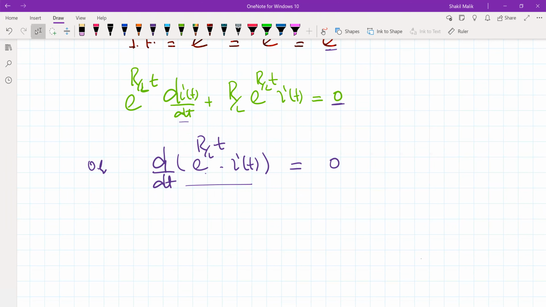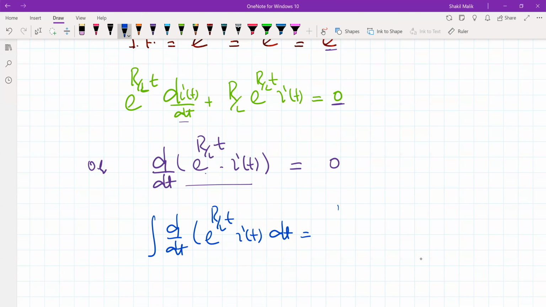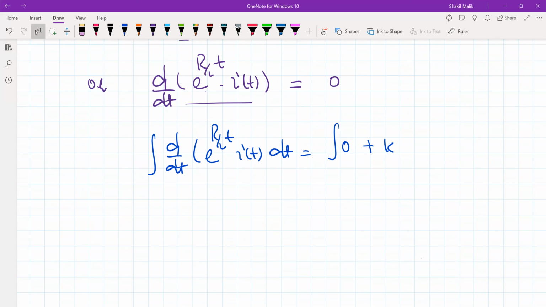So integrating both sides, what we'll get? Integrating both sides, we get the integral of d by dt of e to the power of R by L t I of t dt is equal to the integration of 0 plus some constant of integration. All right. So dt cancels with dt, d cancels with the integration. What we are left with is e to the power of R by L t I of t is equal to k.